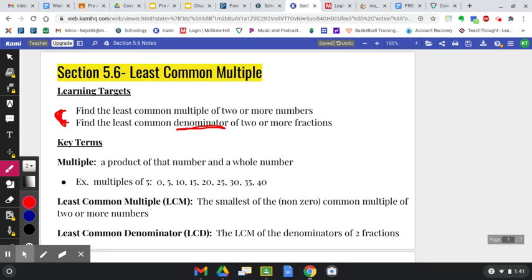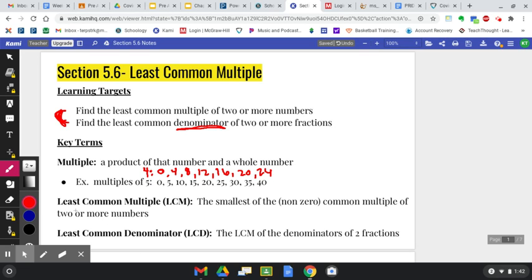So, our key terms, first off, a multiple is a product of that number and a whole number, right? For example, multiples of 5, right? 5 times 0 is 0, 5 times 1 is 5, 5 times 2 is 10, right? And if we just count by fives, those are multiples of 5. Now, every number has a multiple of 0, right? So if I think of the number 4, 4 times 0 is 0, right? And then we would go 4, 8, 12, 16, 20, 24, and so on.